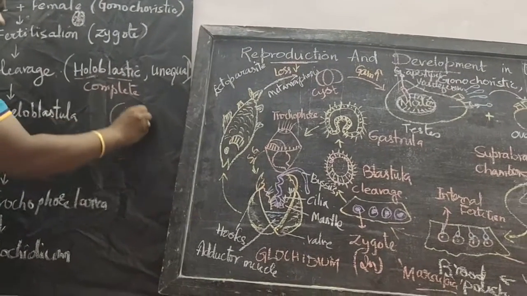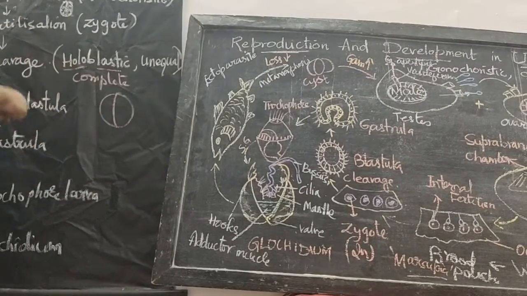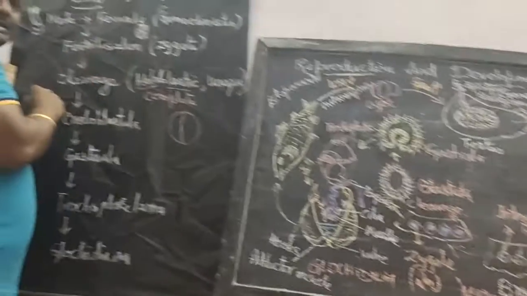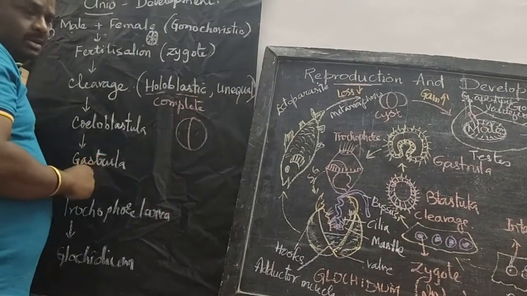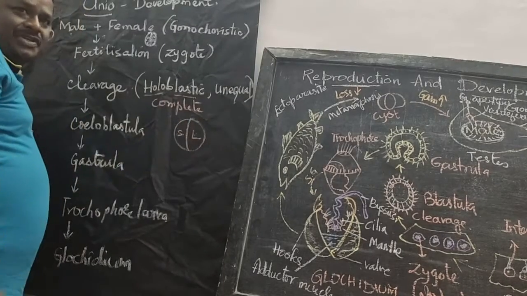So if you consider a cell, it divides. The cleavage furrow will divide the cell completely into daughter cells. So this we call it as holoblastic. Second one is said to be unequal. So one cell will be small, the other cell will be large.